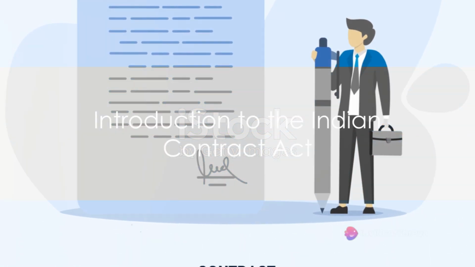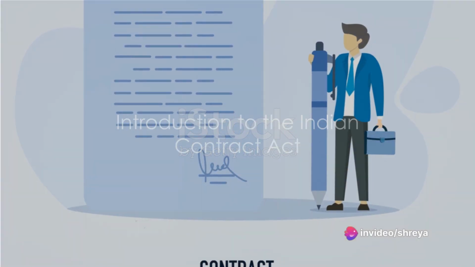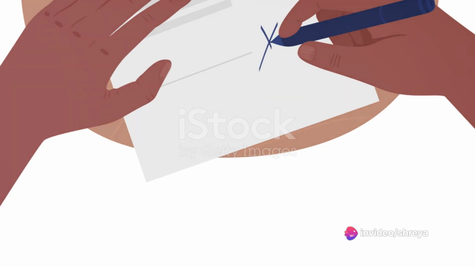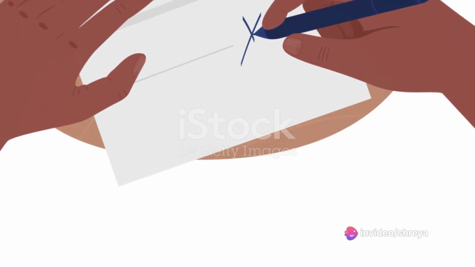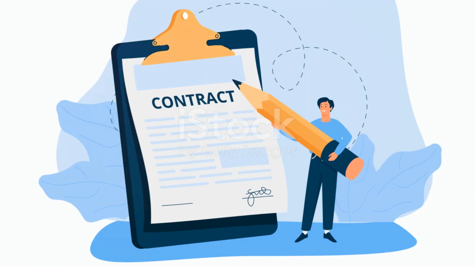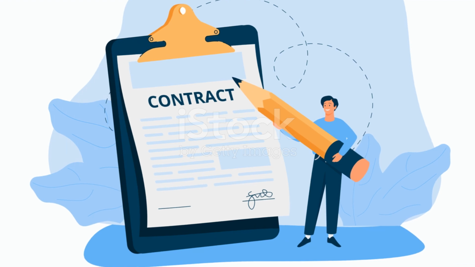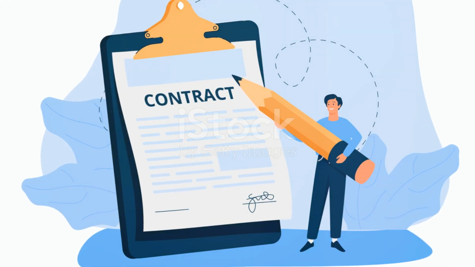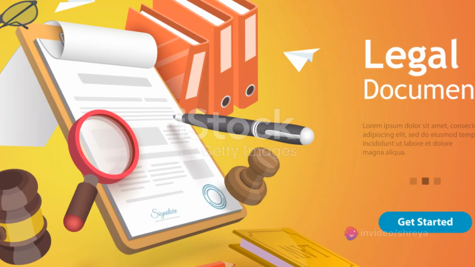Ever wondered how the Indian Contract Act of 1872 forms the backbone of commercial transactions in India? Well, today we're diving into the very first sections of this pivotal piece of legislation, Section 1 and Section 2. We kick off with Section 1.